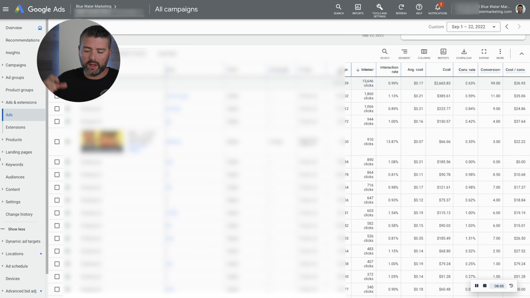Many times people are like, okay, hey, just start with a target ROAS, but you can't necessarily start with a target ROAS if you do not have conversion history.